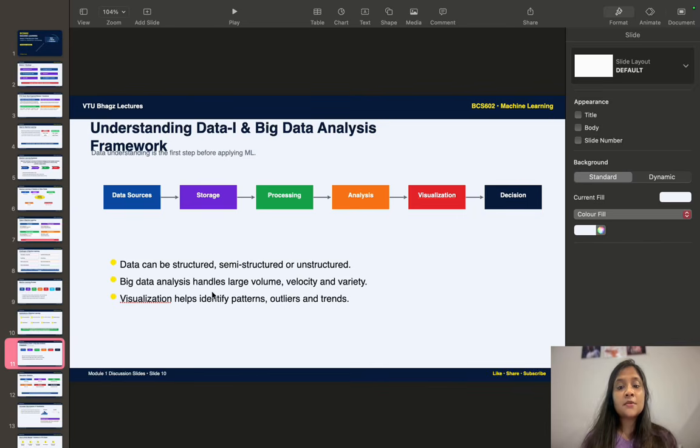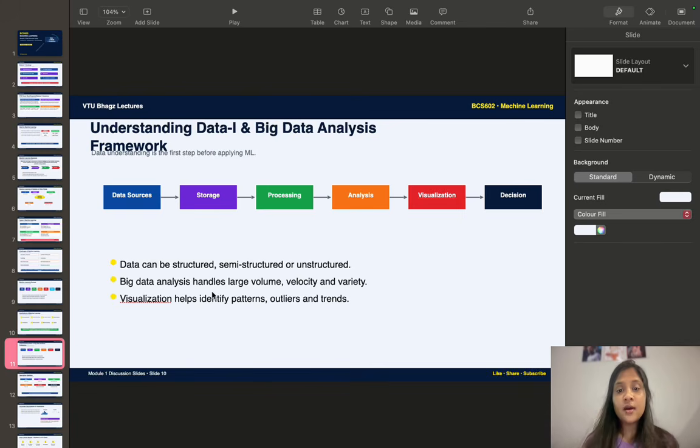The main steps are data sources or data collection, data storage, data pre-processing, data analysis, data visualization, and decision making. Examples of big data sources are social media, banking systems, sensors, online shopping platforms, and healthcare systems.